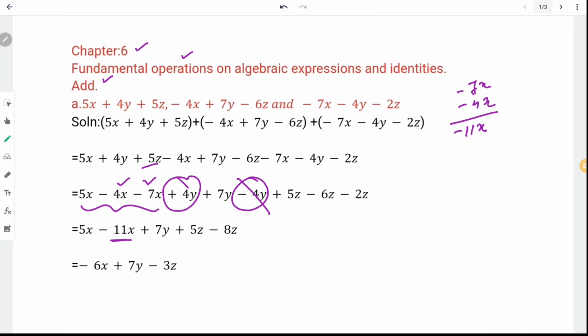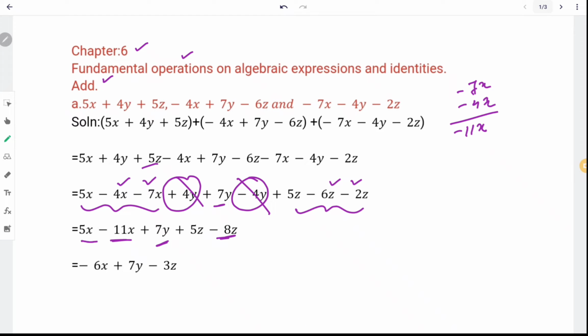And now if you go to the next, you can see here plus 4y minus 4y. This can be simply subtracted. We'll get 0, right? And we'll be left with what? 7 times y here. Now if you look at z again, two of them are minus, right? So I have to add them, but the sign will be minus. So 6, 7, 8. So you can see minus 8z.